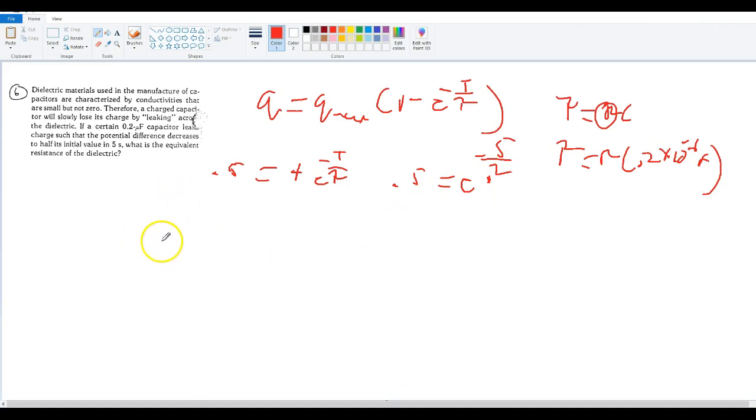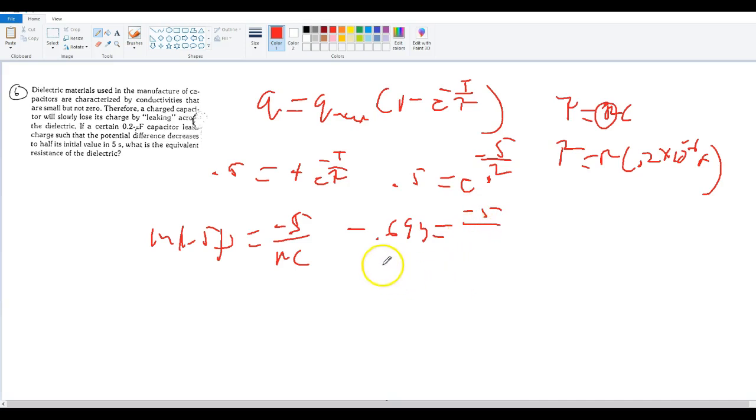From here, we can switch over and go ln of 0.5 is equal to negative 5 over that RC. I'm not going to rewrite that right now. And then ln of 0.5 is going to be a mess, but essentially negative 0.693 is equal to negative 5 over 0.2 times 10 to the negative 6 times R. We're going to multiply that RC over, and we're going to get RC times negative 0.693 is equal to negative 5. Then we're going to divide it.